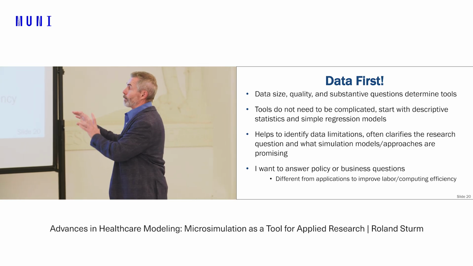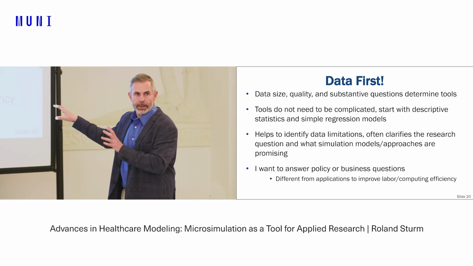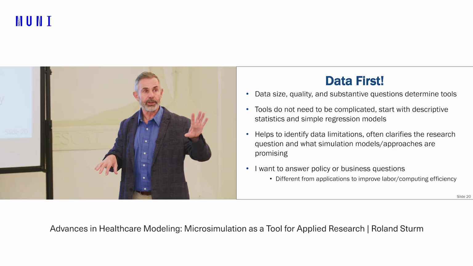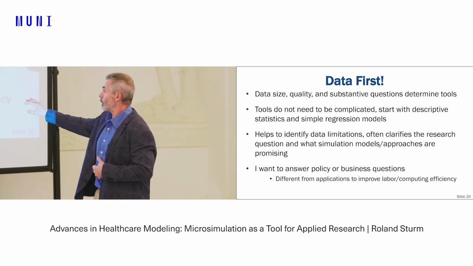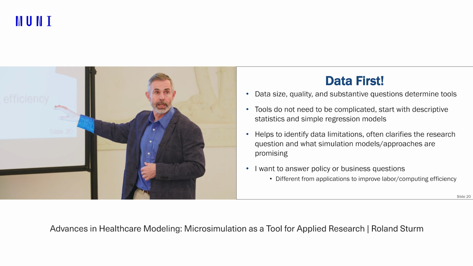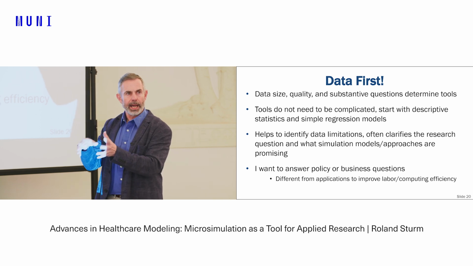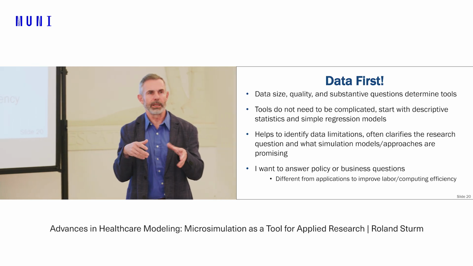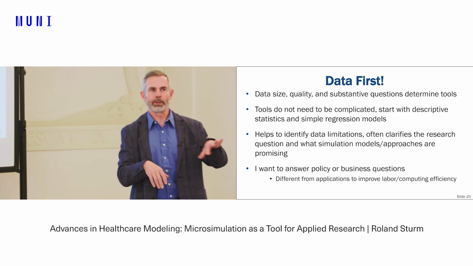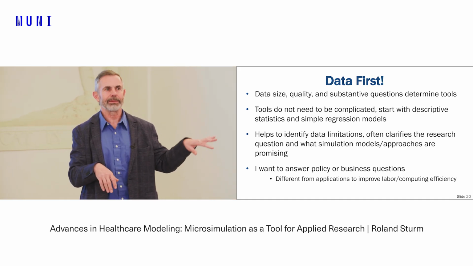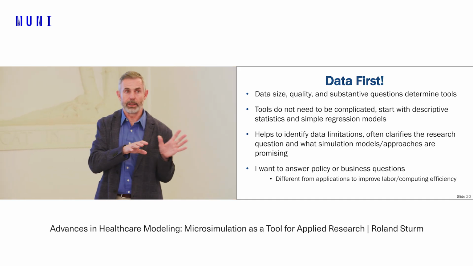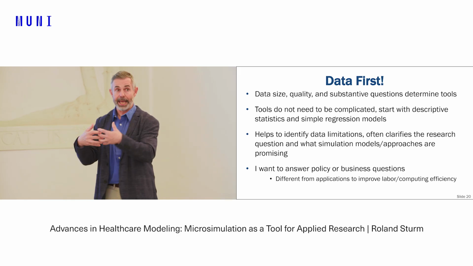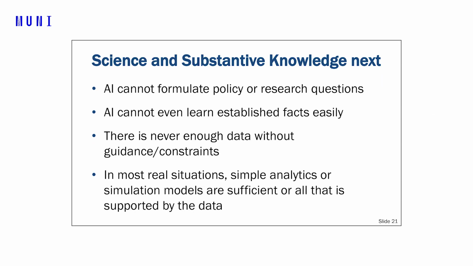So when I say data first and the question, let me do a little caveat, because there are different statistical learners. I want to answer policy and business questions. There's a whole other world of AI and machine learners who want to improve labor efficiency by using machine learning AI so people don't have to think, right? And saves jobs. So there's a different area of work. I want to learn about and answer policy questions. Then after data first, after data, science and substantive knowledge.